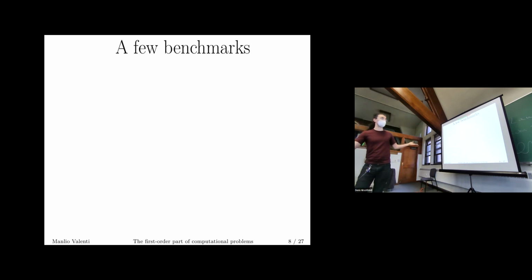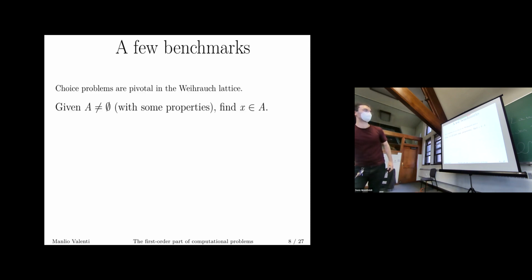Now, I would like to make some examples, but to do so, I need to first introduce a bunch of problems. I don't want to spend too much time on this, also because it gets boring. But still, I need to talk about something. A few important benchmarks in the field are certainly the so-called choice problems, which can be phrased in their more general way simply as: given a non-empty set, find a point in the set.